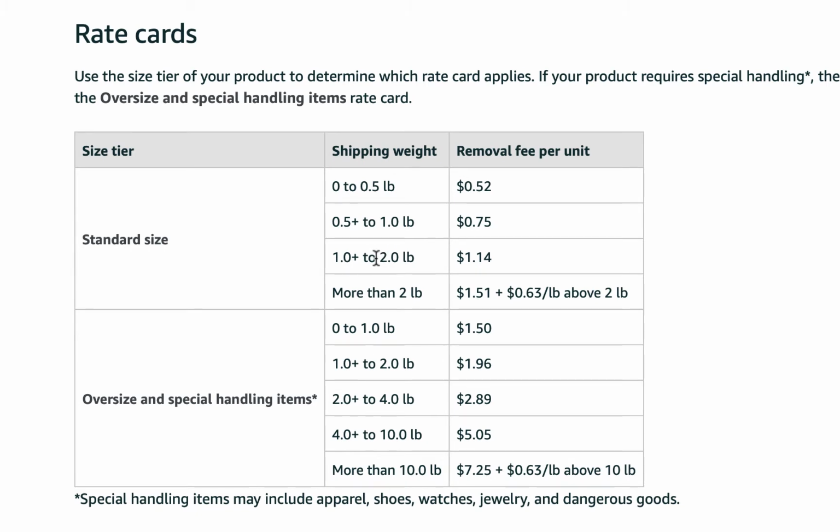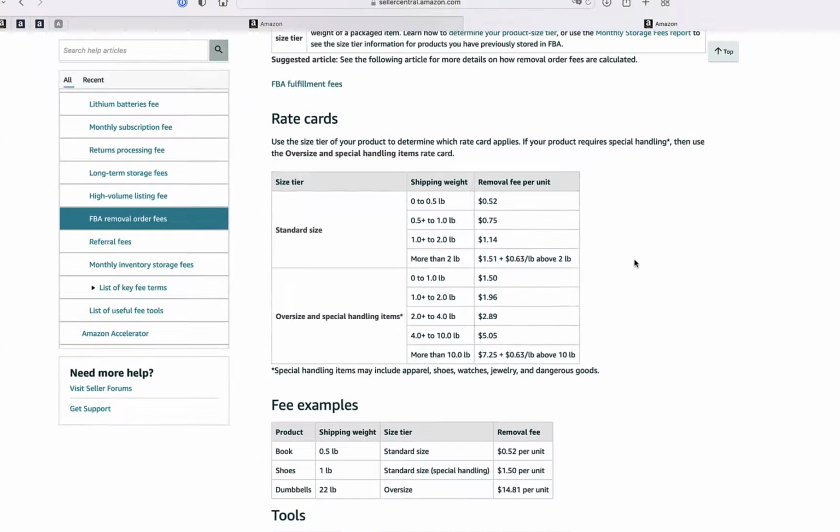So for our product, we fall in the 1 to 2 pound category. So our removal fee per unit is $1.14. These just went up on January 18th. For us, this was previously 38 cents. So this has gone up quite a bit. I think that's a tripling of this fee. So just make sure you're on top of these fee changes.